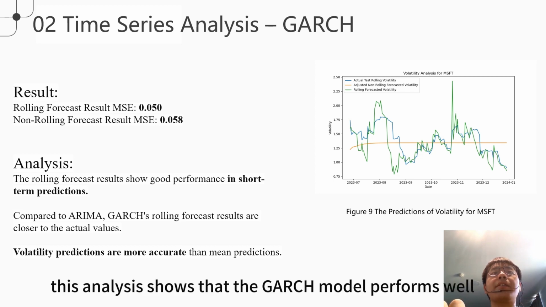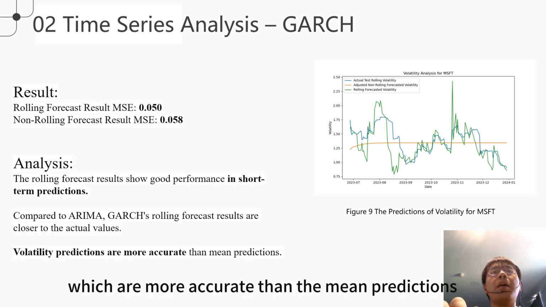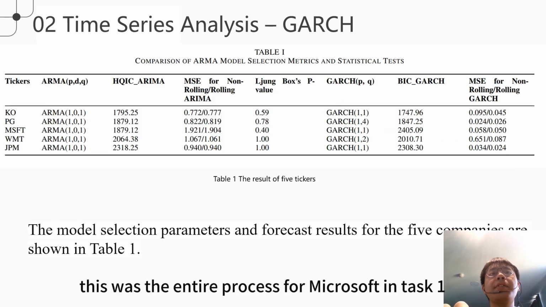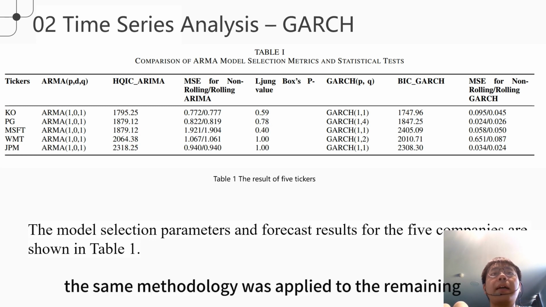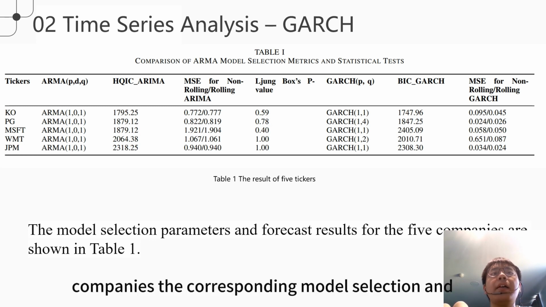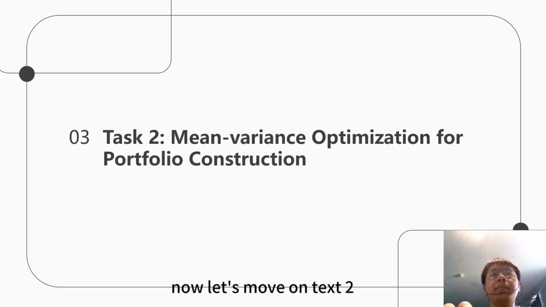This analysis shows that the GARCH model performs well for the short-term volatility predictions, which are more accurate than the mean predictions. This was the entire process for Microsoft in Task 1. The same methodology was applied to the remaining companies. The corresponding model selection and prediction results are shown in Table 1. Now, let's move on to Task 2.